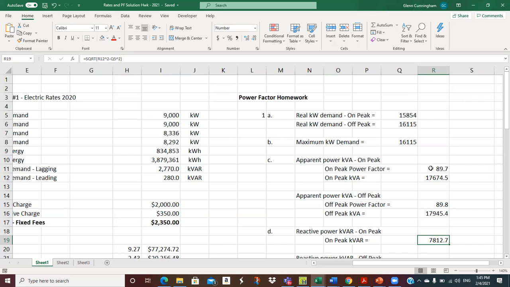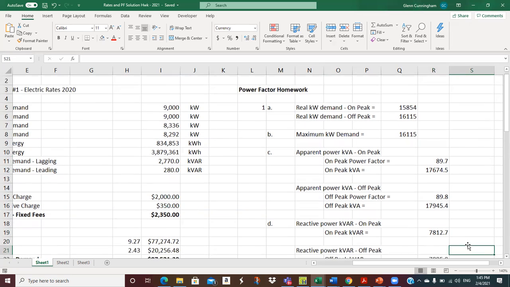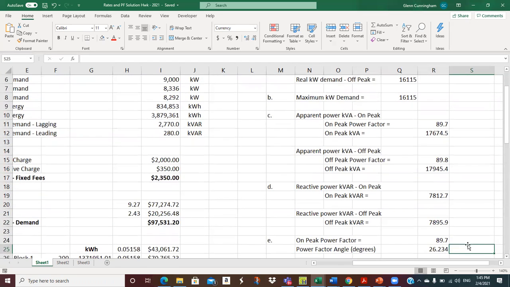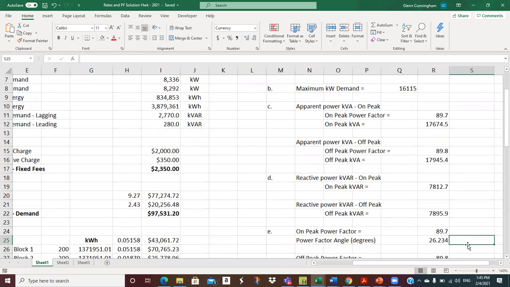So that's the on peak. That's the 674.5 squared minus, let's see, on peak, the 15,854 squared, square root. So that gets you that. Do the same thing for the off peak. So 7895.9, just repeating power factor.